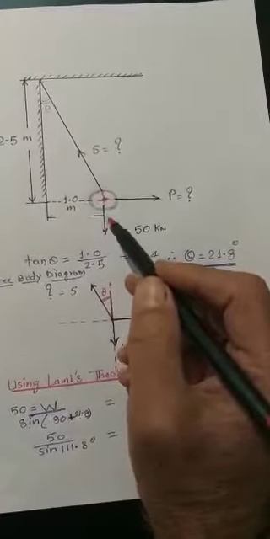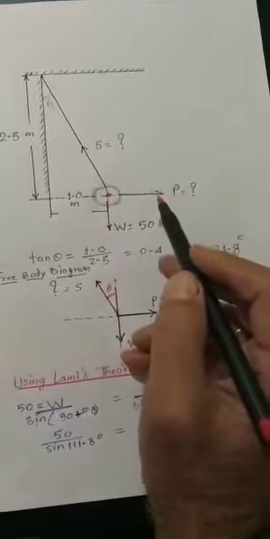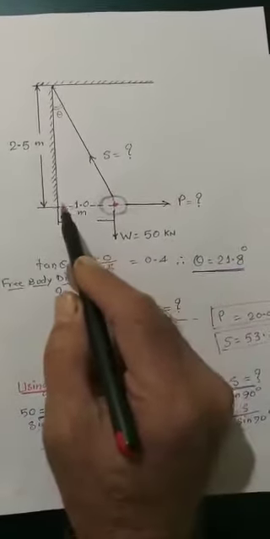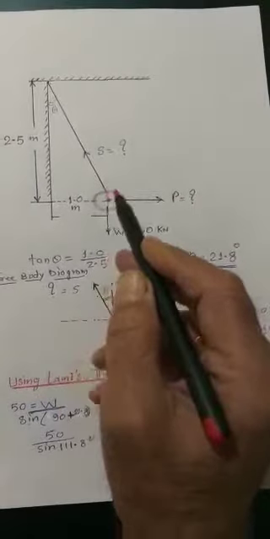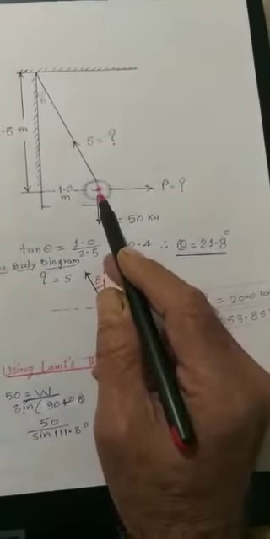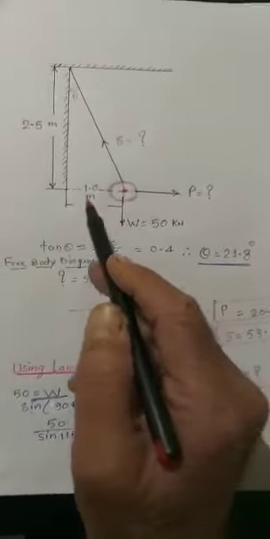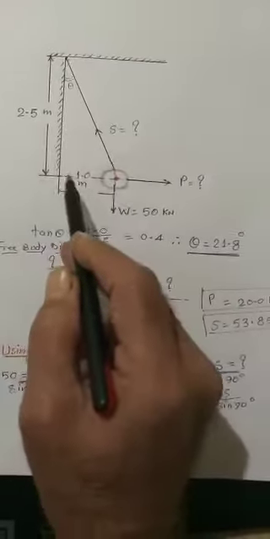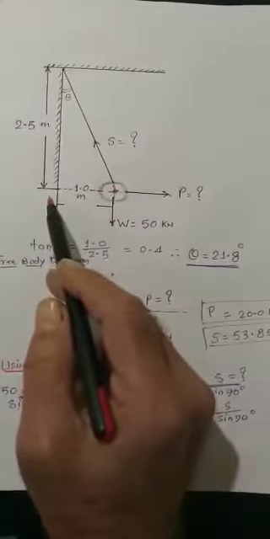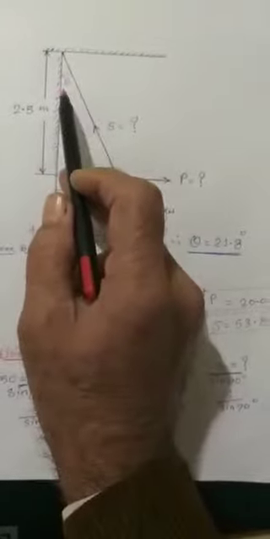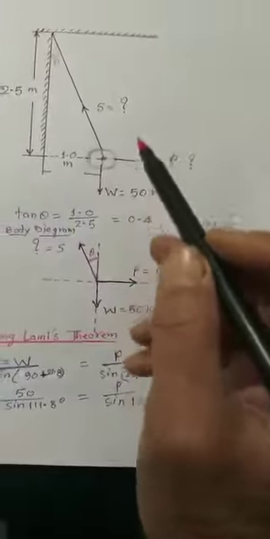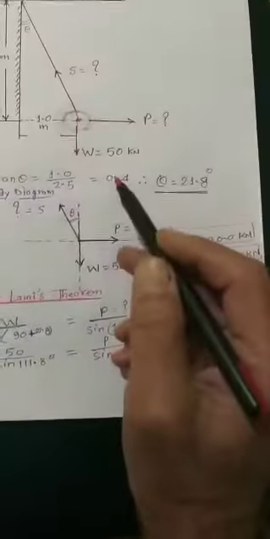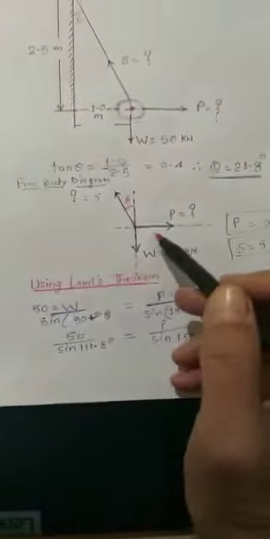What we have to find out is how much force we applied to stretch the ball 1 meter away from the wall. Similarly, what is the force coming in this rope, in this chain? What we have to do is, with the help of these two parameters, 1 meter and 2.5 meters, find out this angle theta. Once this angle theta is known, the problem becomes very simple. How? Let us see this diagram.